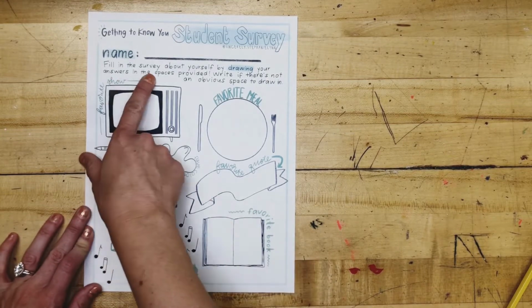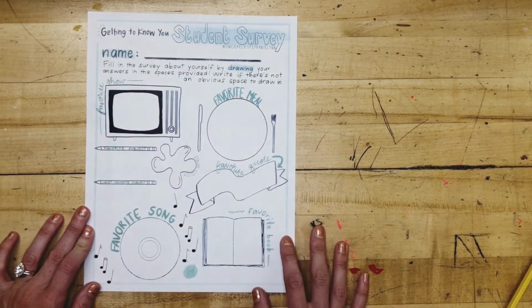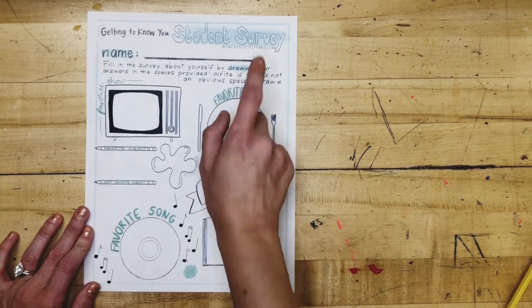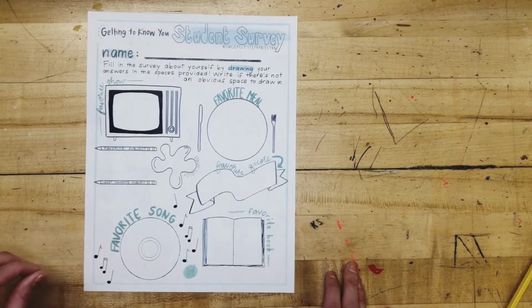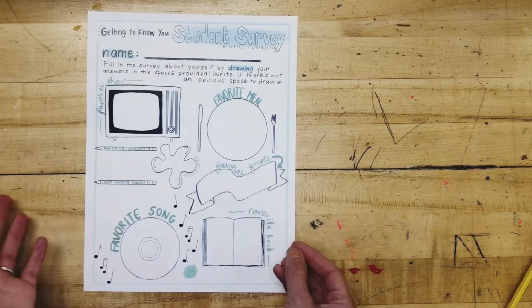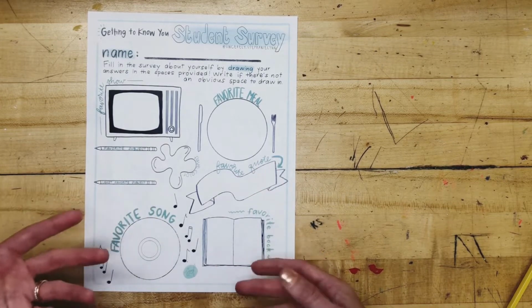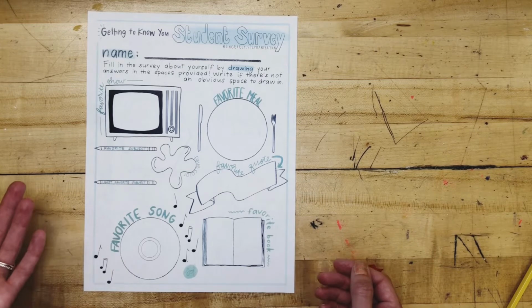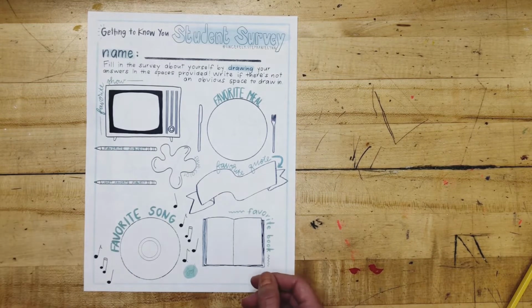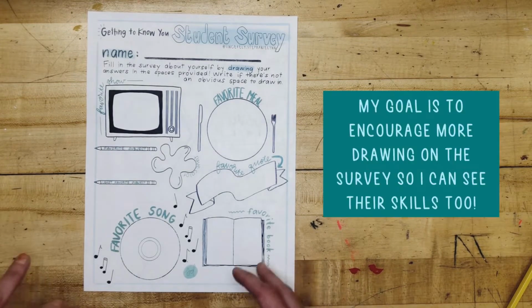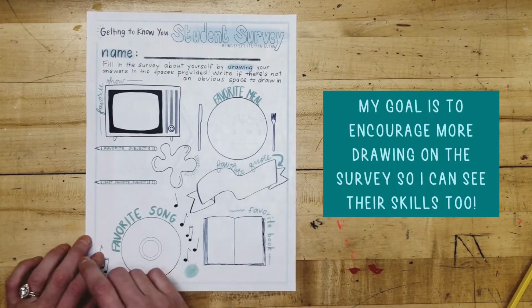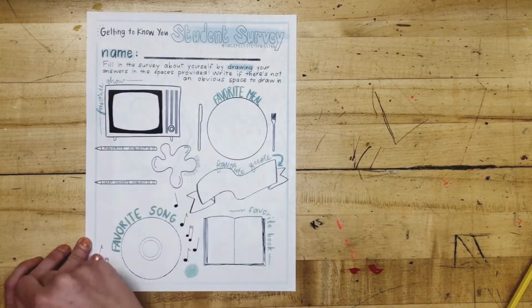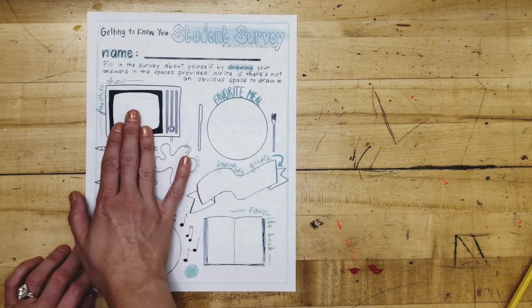So you can see right here, it says fill in the survey about yourself by drawing, highlighted, your answers in the space provided. Write if there's not an obvious space to draw. So I'm gonna point out where it is that I expect my students to write and where I expect them to draw. You can do it however you would like, but I'm trying to encourage more drawing on the student survey. So it starts out obviously with their name, favorite show.